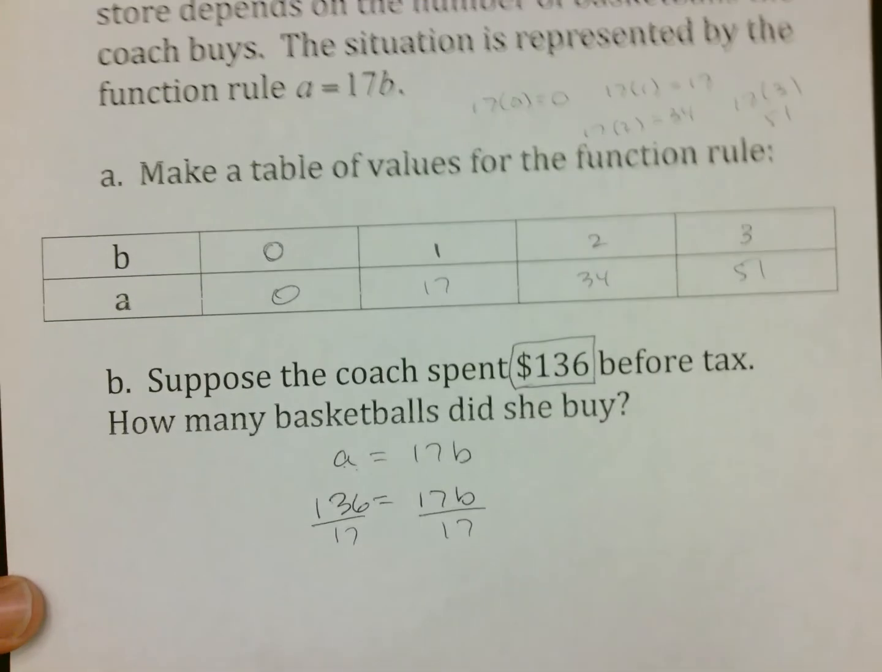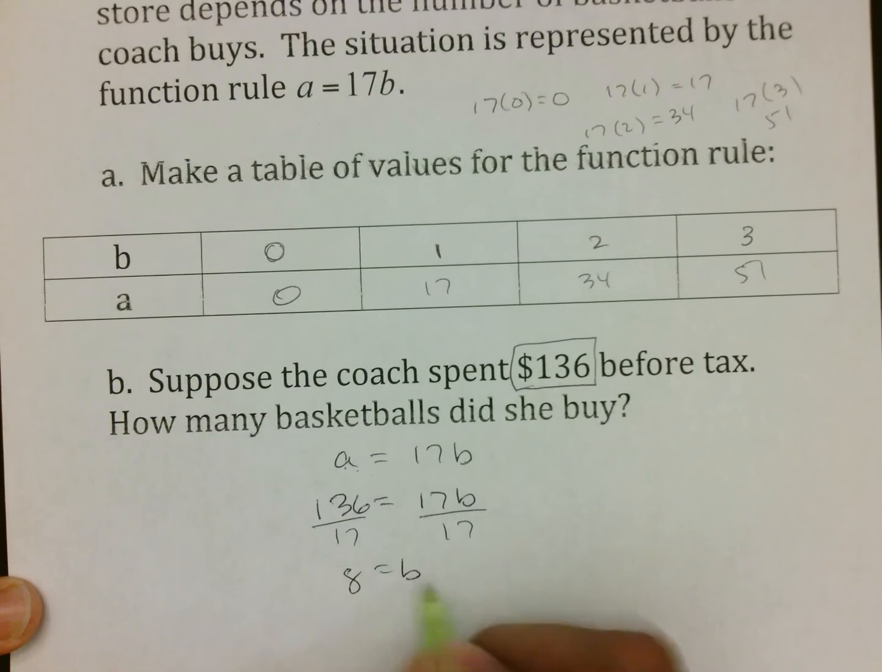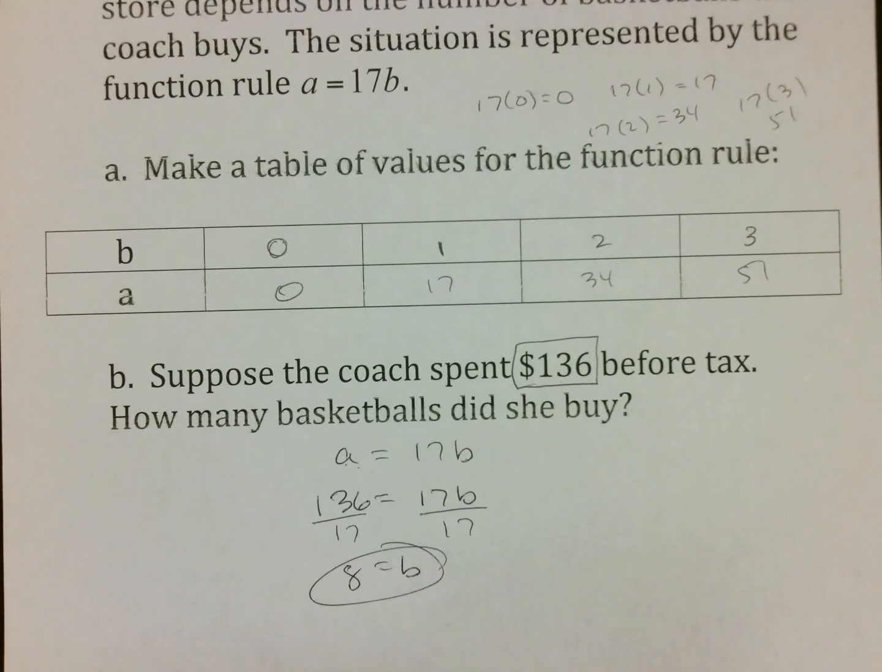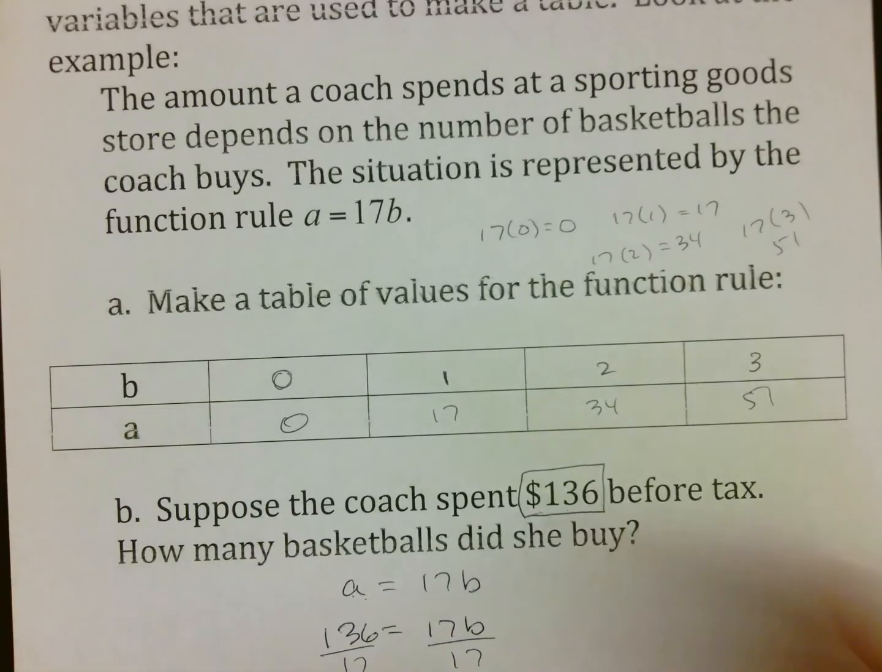And we get the answer of 8. So it means the coach bought 8 basketballs. So again, that's pretty much what's going on there. So you've got the table part that you have to know. Again, if you have an issue with that, let me know.